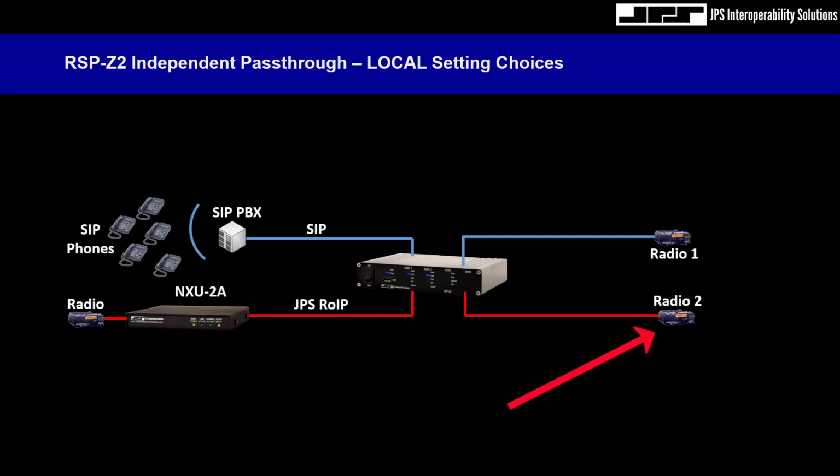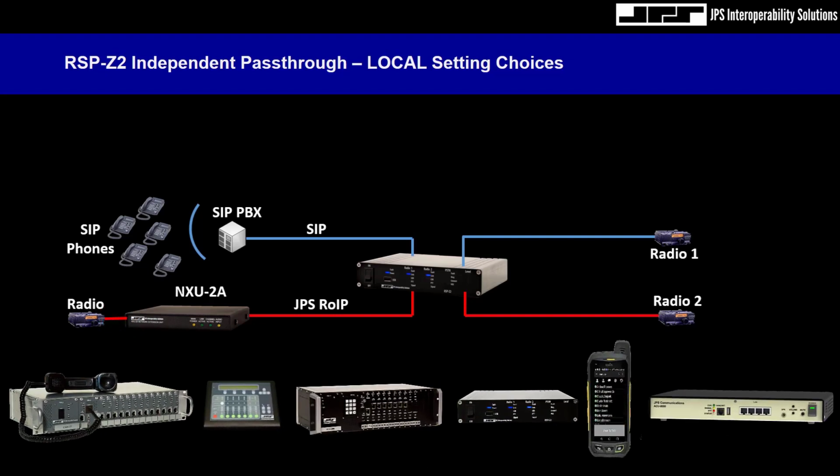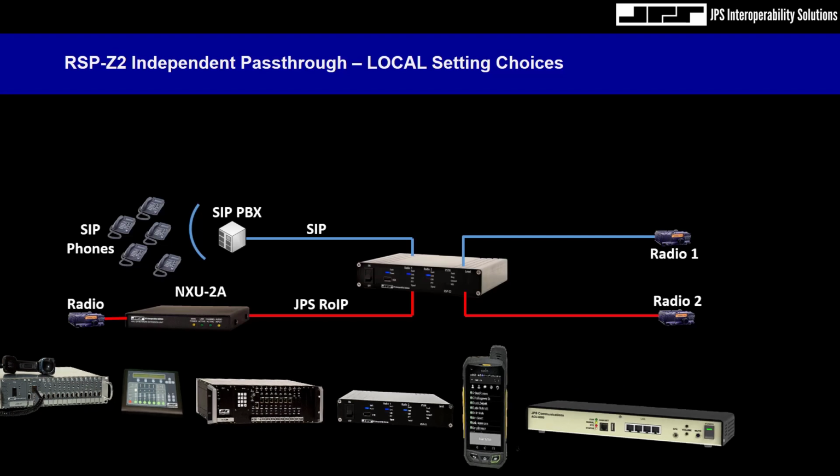On the lower path, the red one, we have radio 2. We're converting that to JPS RoIP. In this case, it goes to an NXU2A that has a radio. Of course, that JPS RoIP could go to any of our devices or any of our products that do JPS RoIP. It could connect to an ACUM. It could connect to an ACU 5000. It could connect to a 2000, etc.